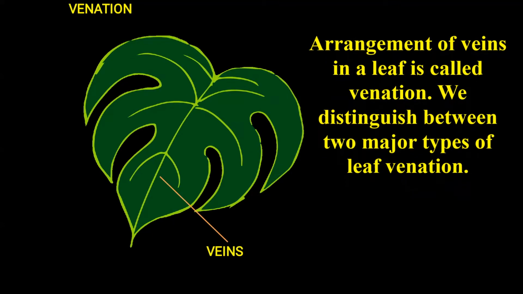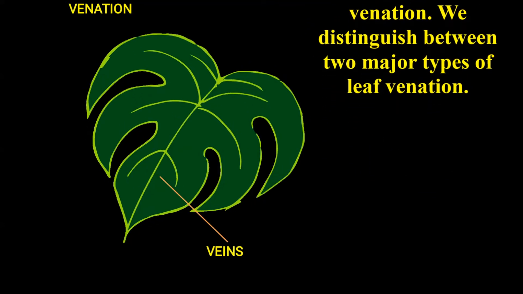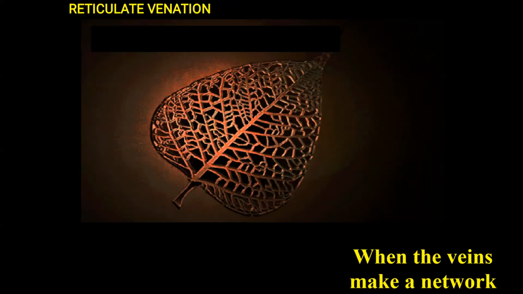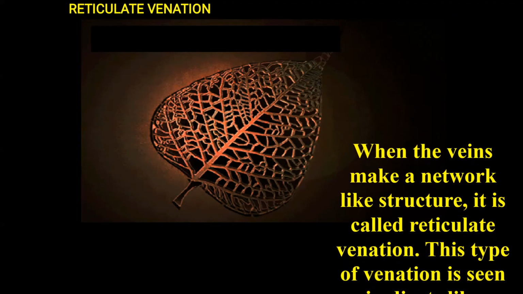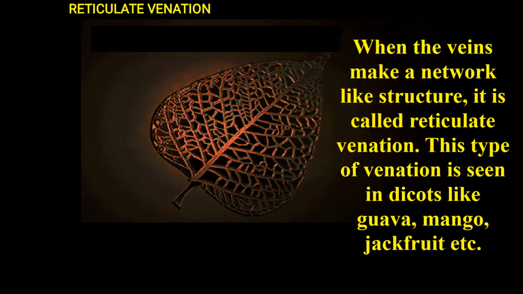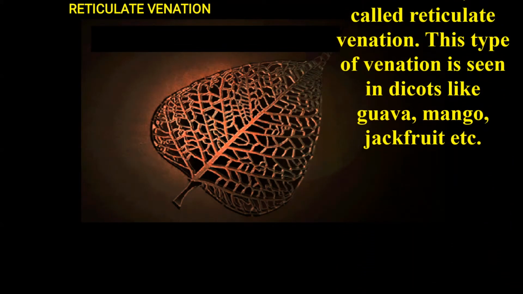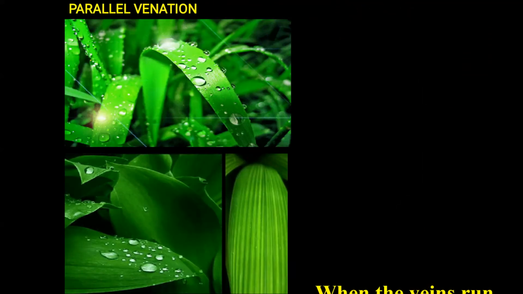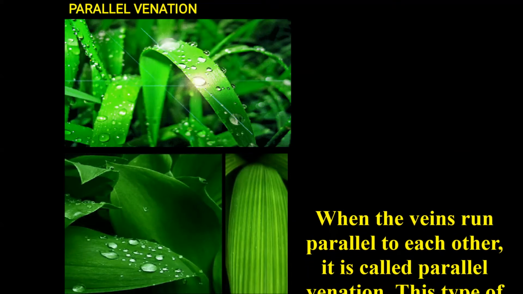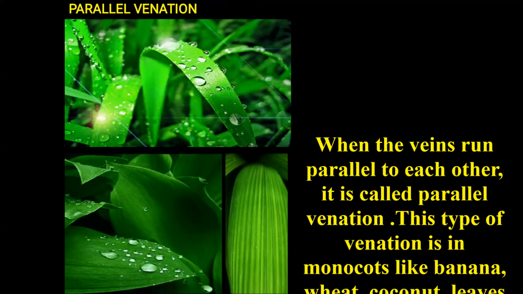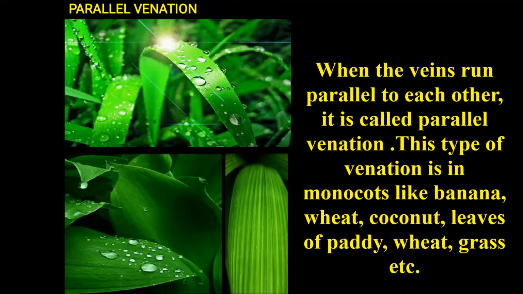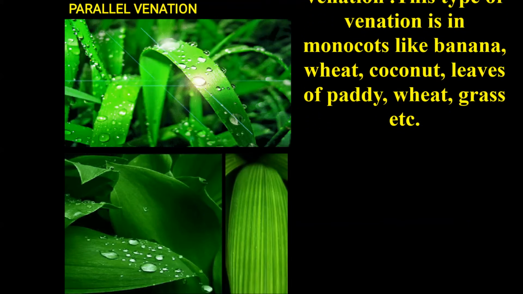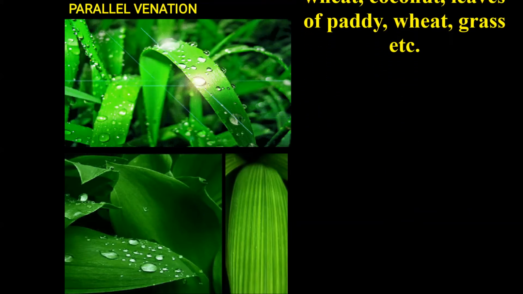We distinguish between two major types of venations. There are reticulate venation and parallel venation. Reticulate venation. When the veins make a network-like structure, it is called as reticulate venation. This type of venation is seen in dicot leaves like guava, mango, jackfruit, etc. Parallel venation. When the veins run parallel to each other, it is called as parallel venation. This type of venation is seen in monocot leaves like banana, wheat, coconut, leaves of paddy, etc.